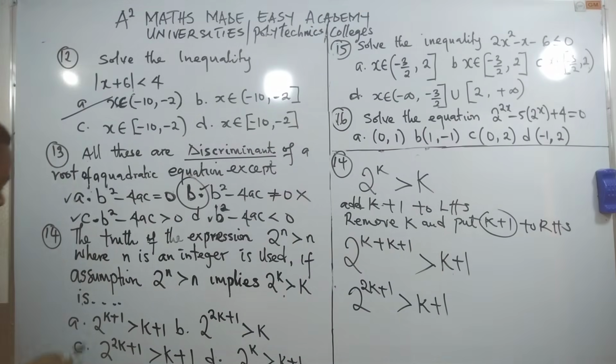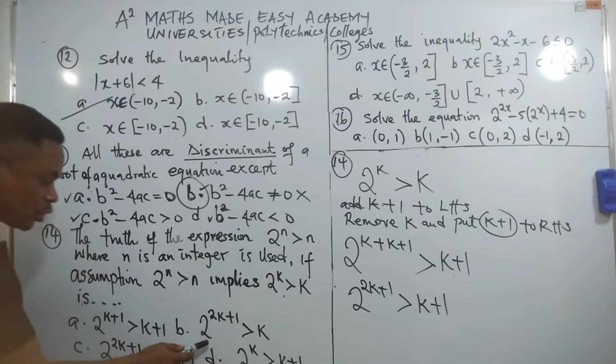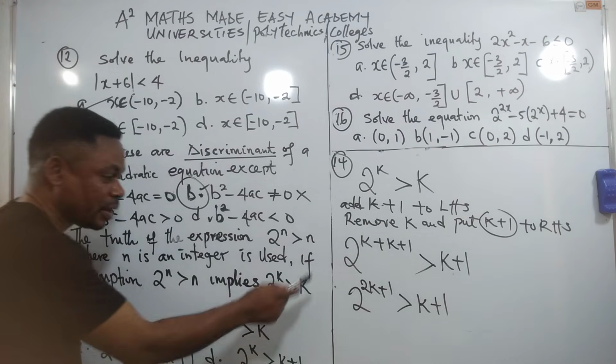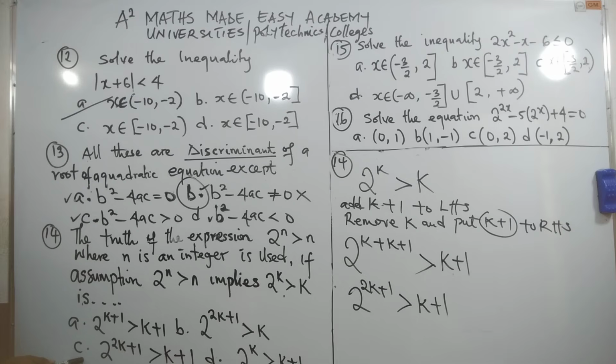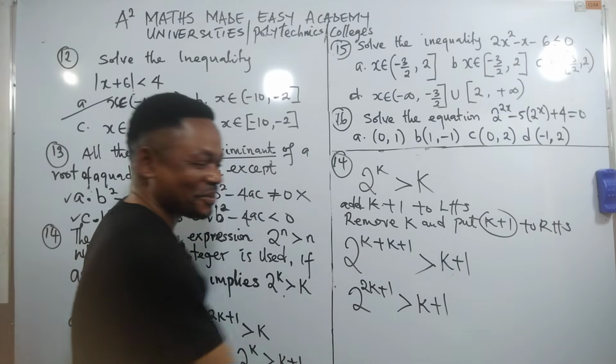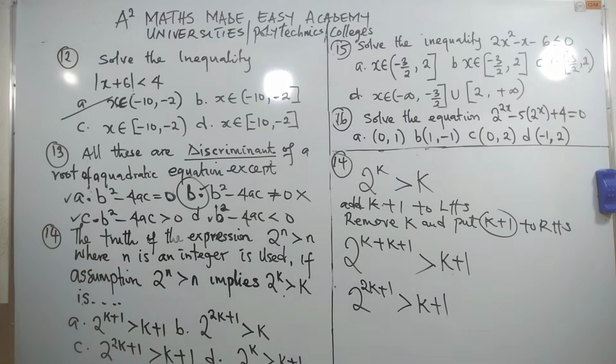Then let us observe the options and know if there is something like this in the options. Are we together? Look at option A. 2 raised to power k plus 1 greater than k plus 1. No. Look at option B. 2 raised to power k plus 1 greater than k. No. Look at option C. Wow. 2 raised to power 2k plus 1 greater than k plus 1. I don't need to continue. Wow, the correct answer is option C. Oh my goodness, that is all. Have I made myself clear?